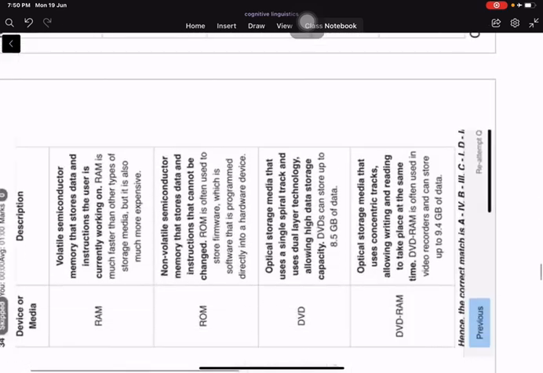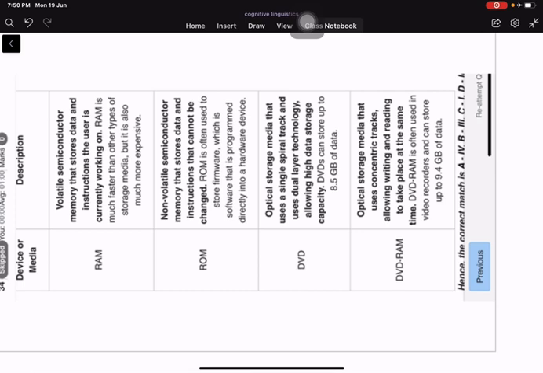Let's look at the correct options. RAM is a volatile semiconductor memory that stores data and instructions the user is currently working on. RAM is much faster than other types of storage media but is also much more expensive.